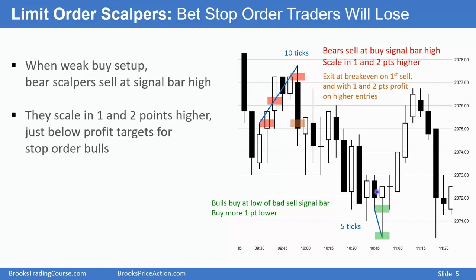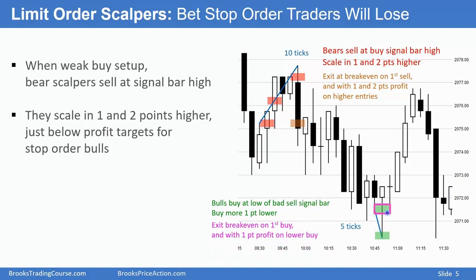Here we have a bear inside bar at the bottom of a weak channel, and it's possibly a wedge channel after a bear breakout, so it's possibly a spike in channel bear trend. The bear sell signal bar has a fairly prominent tail. A lot of bulls will bet it's a bad bear flag. They'll place a limit order to buy at the low of that bar, and they'll buy more 4 ticks lower.